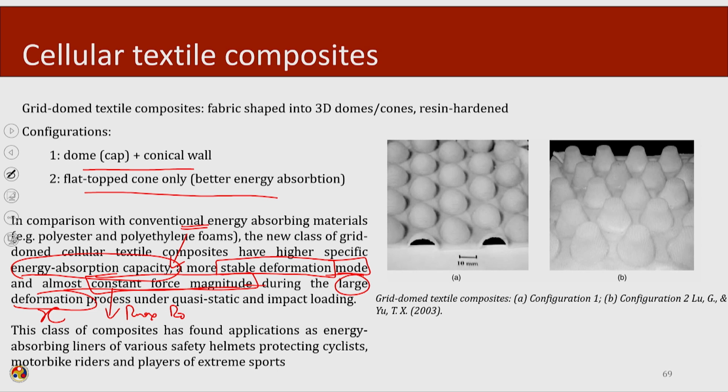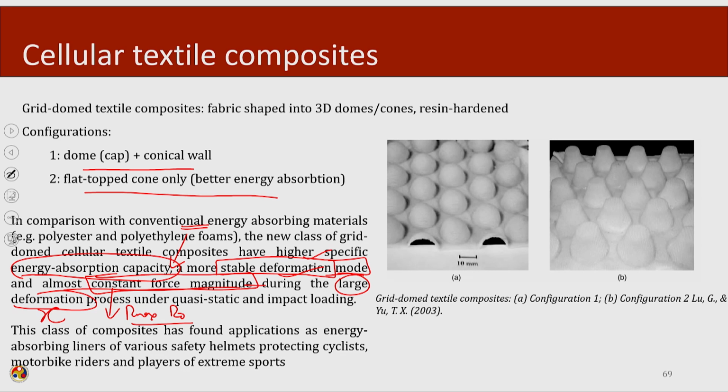If we look into this material, it ticks all our criteria: higher specific energy, stable deformation mode, constant force with R max and R naught comparable, and large stroke. So, all of our requirements are fulfilled here.